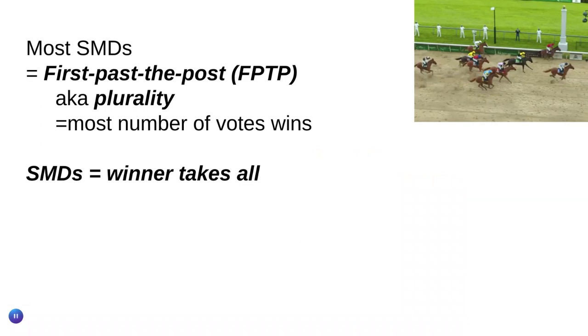Most SMD systems are plurality systems, or first past the post, which is a horse racing analogy. The winner of the election is the one who gets the most votes, or in the analogy, the horse with the fastest time. It doesn't matter if they don't clear 50%, as long as they have the most.